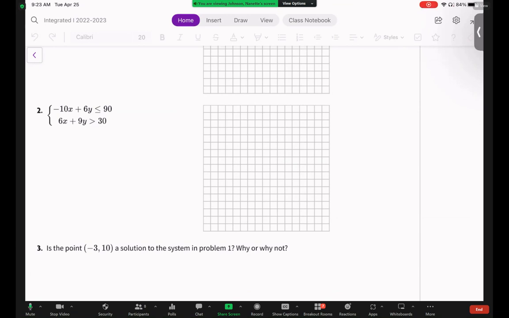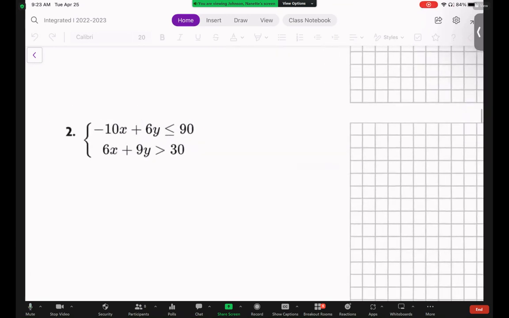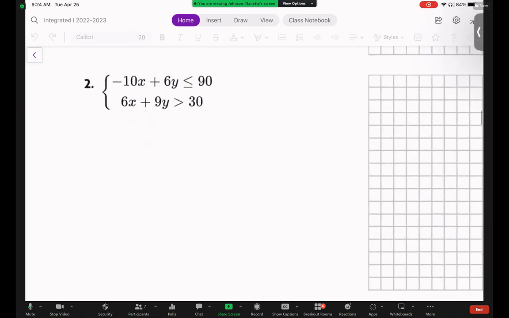So the first thing that I'm going to do is when I look at this system, they gave it to me in what's called standard form. Whenever they give it to me in standard form, I just use whatever they give me. So if they give it to me in standard form, then I'm going to find intercepts. If they give it to me in y equals mx plus b form, slope intercept form, then I'm going to graph it right off. So the first thing that I'm going to show you is how to graph using intercepts.